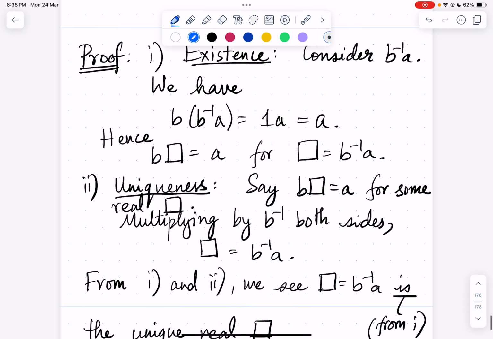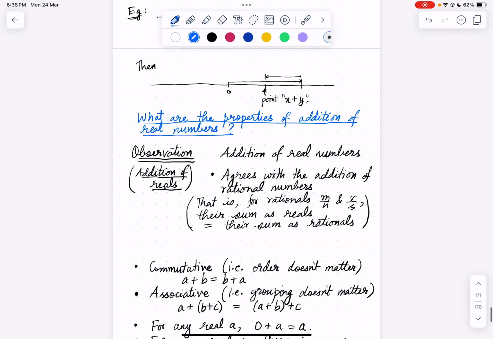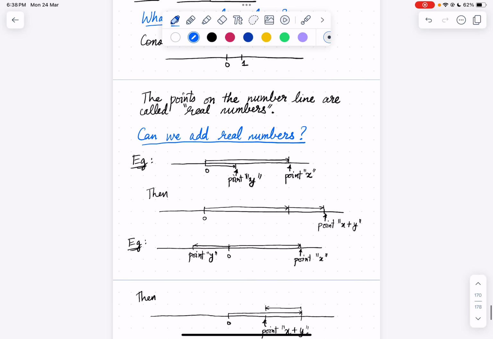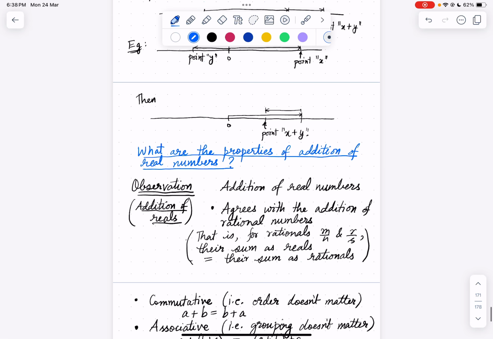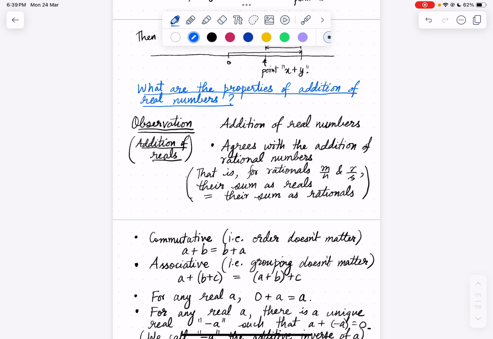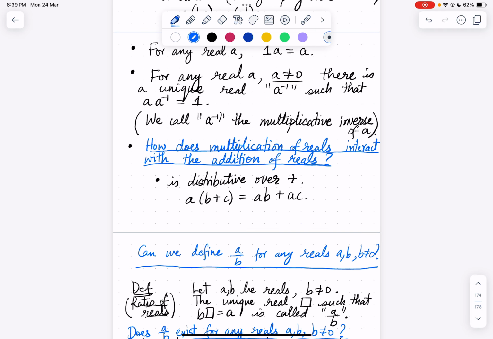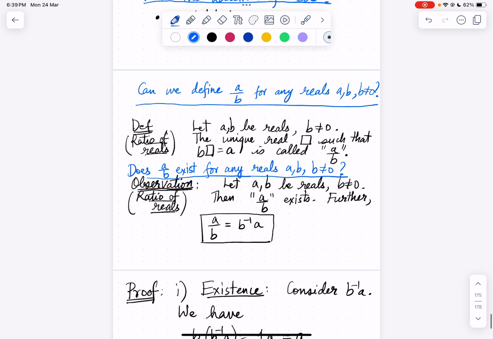So these are the basic properties of addition and multiplication. We looked at basic properties of addition and multiplication of real numbers. Real numbers are just points on the number line. We looked at the properties of addition of points on the number line and multiplication of points on the number line, and taking ratios of points on the number line.